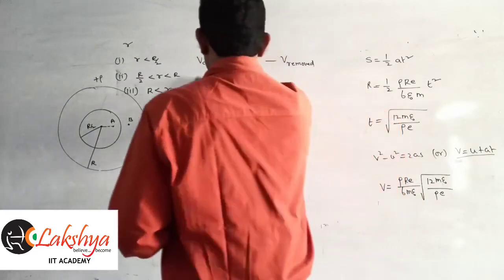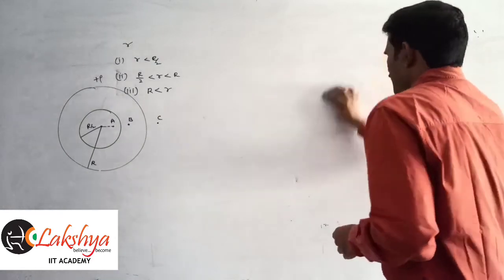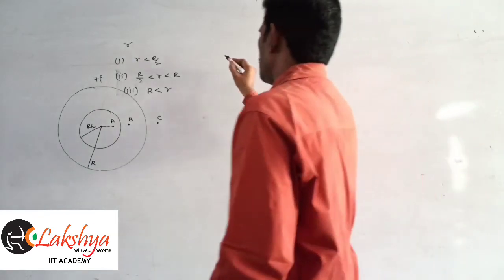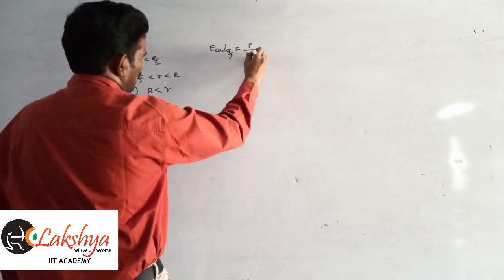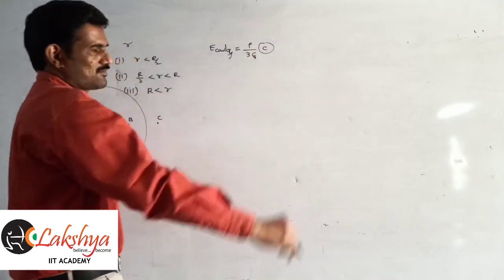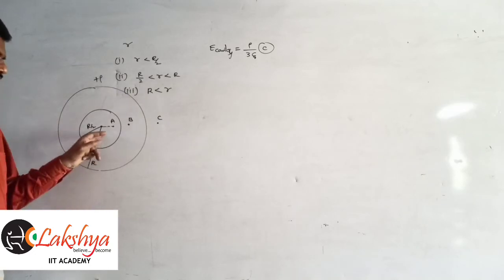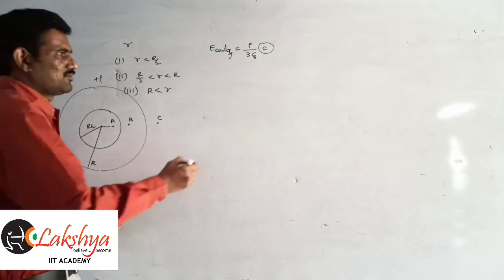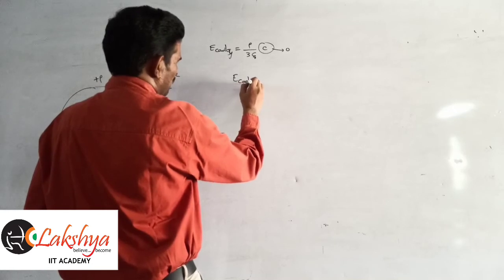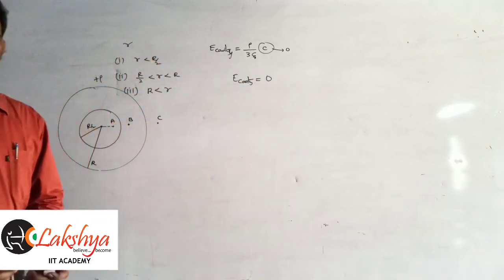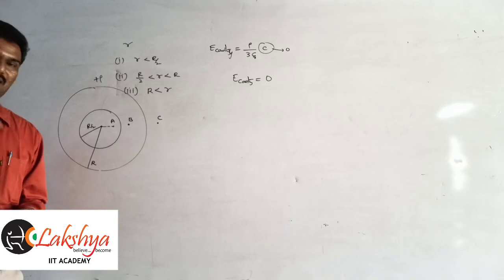Either you can apply our formula for the cavity that we derived, or generally also you can say. If you apply that formula for the cavity, our formula is rho by 3 epsilon naught into C, where C is the distance of the center of the cavity from the center of the sphere. Now in this problem the distance is 0, so the intensity of electric field inside this cavity will be 0, right? Got it? That means there is no electric field at any point here. So if the cavity is concentric, then electric field inside this cavity will be 0.